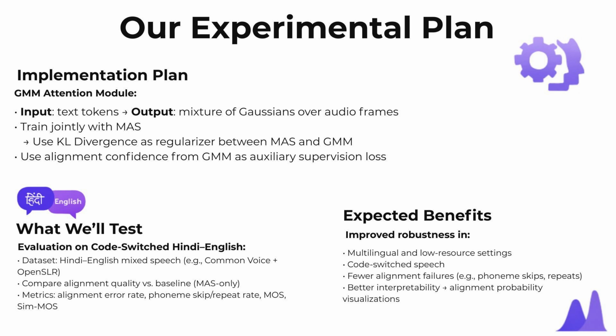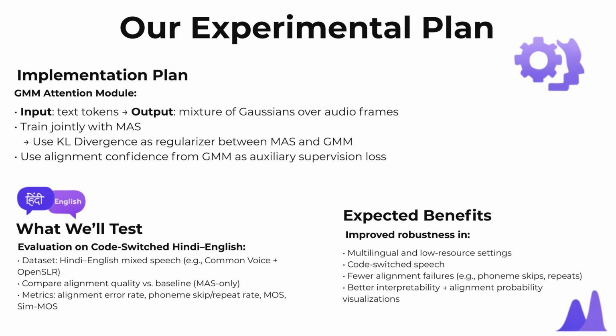First, we'll use the GMM attention module. Instead of forcing a rigid hard alignment, we'll create a soft probabilistic map for each audio frame. This will allow us to handle the uncertainty of code switching without failing. Then we'll train it jointly with our original MAS aligner. Using the MAS aligner as a teacher, we'll use two key loss functions.